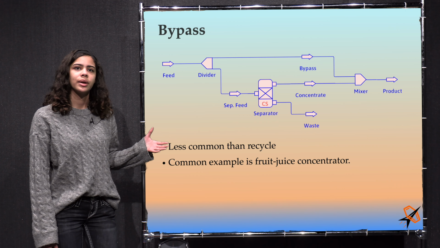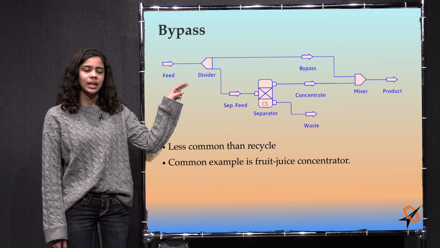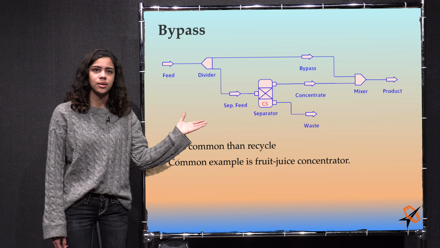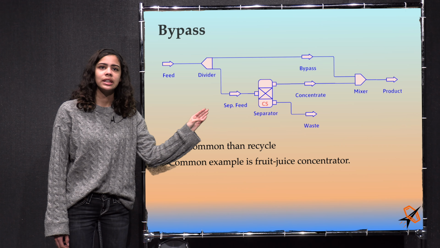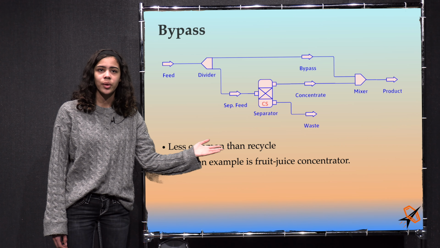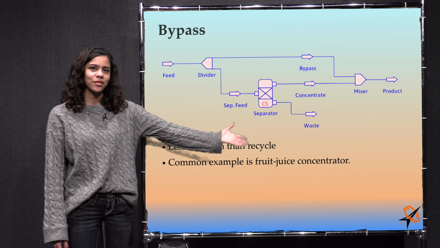Here's the diagram showing a typical bypass stream. We have our feed coming into the divider. The bypass stream goes around the separator and joins back up into the mixer. In between the divider and the mixer, we have the separator, which does whatever it is that it is going to do to the through stream. And finally, out of the mixer, we have the product.